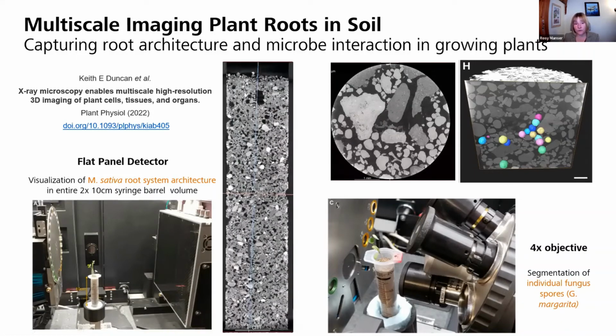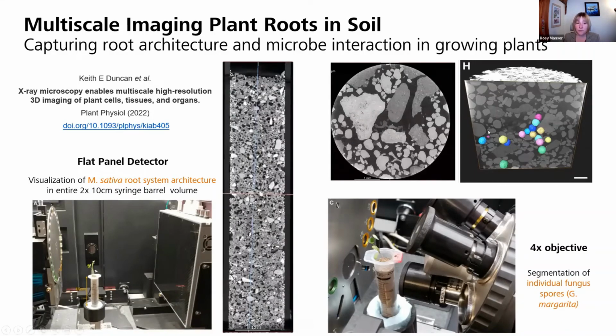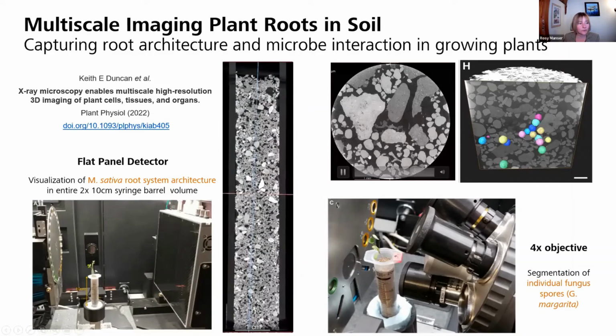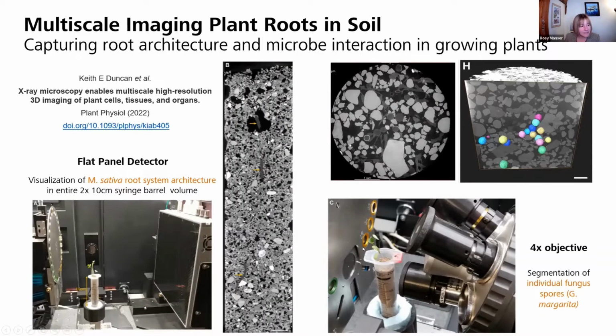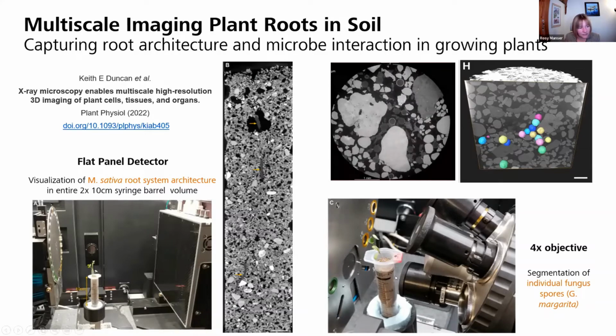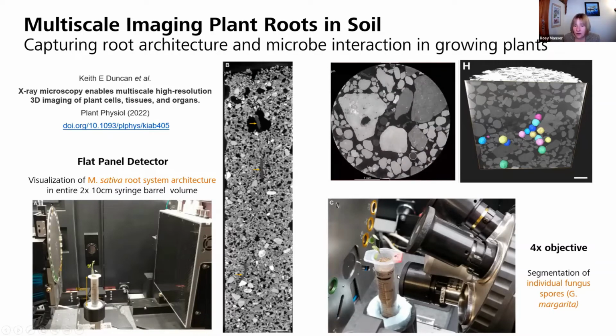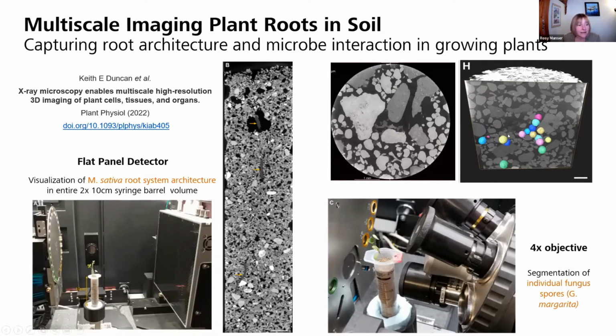Once you've identified the root and the location of the root, you can then switch up your resolution and move over to a higher resolution image. So this is with the 4x objective lens now. Here we've switched to the objective lens that gives you access to high resolution information, and that enables you to reach here. These are individual fungus spores, which Keith managed to segment out from his specimen. So it really depends what kind of information you need as to what resolution you would go for.